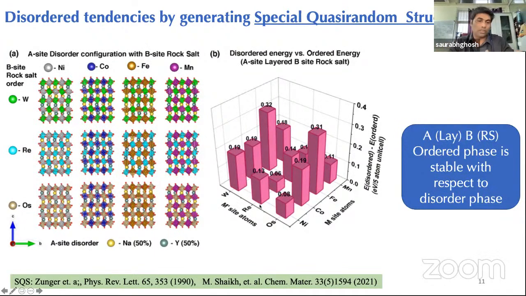This method was developed by Alex Zunger, and we use this method. We have generated A-site disorder structures, and we compared their energies with the ordered 3D-5D systems. We found that this A-site layer, B-site rock salt ordering for the 3D-5D systems is stable with the disorder as well.